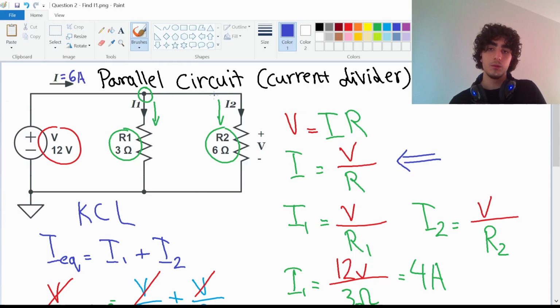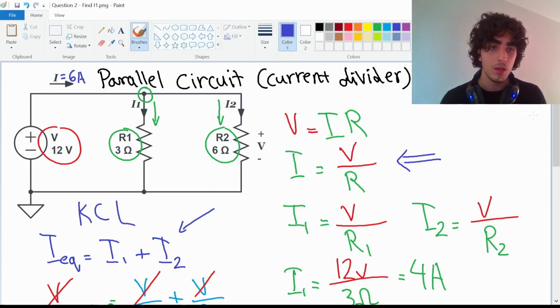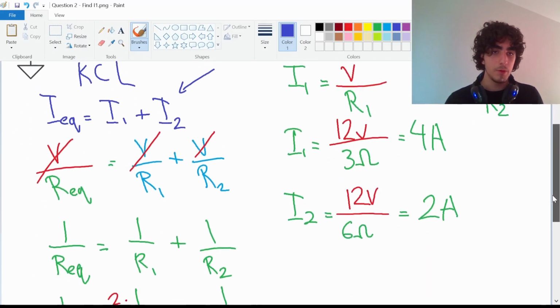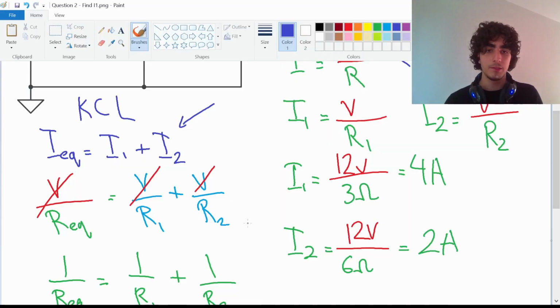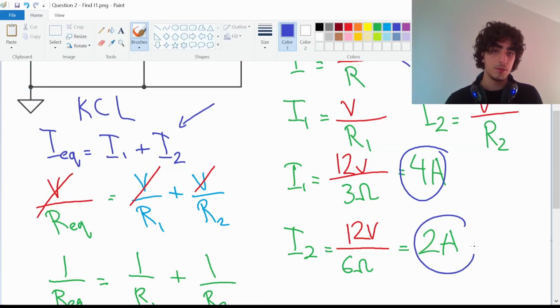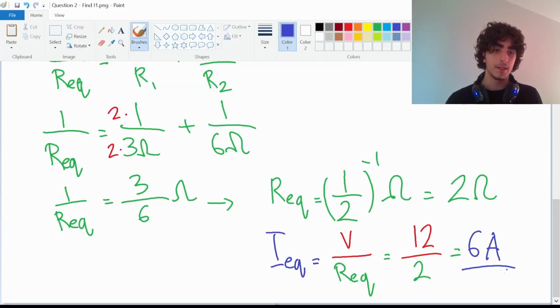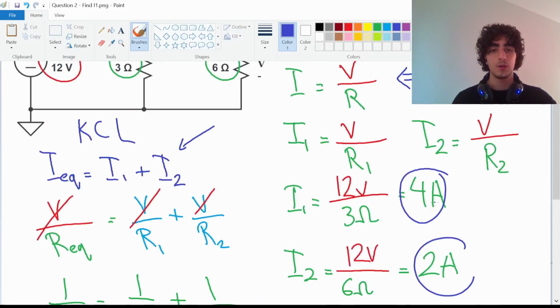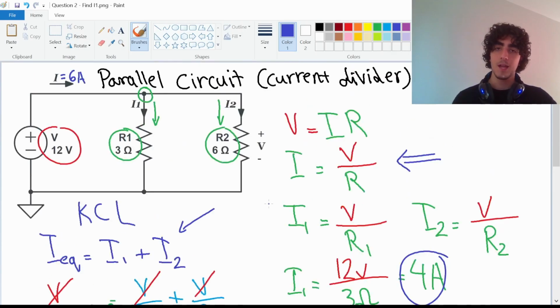And then as it goes through, when it gets divided, what's divided together has to equal 6 amps, which we defined here with KCL. So if we actually confirm what we got for our I1 and I2, which was 4 amps and 2 amps, we can see that 4 plus 2 amps is in fact equal to 6 amps. And therefore, what we found for current 1 and current 2 matches Kirchhoff's current law.